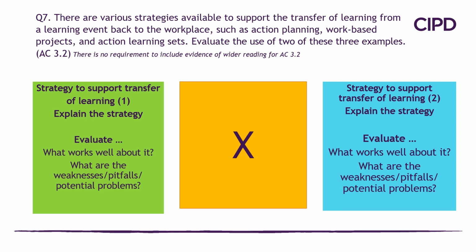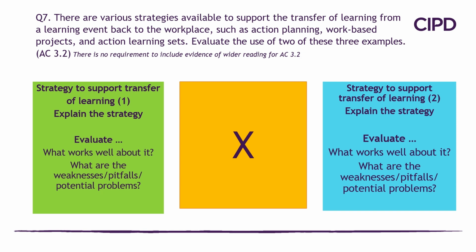Assuming that you take action planning, the first one, as one of your 2, you should perhaps begin by explaining what we mean by action planning as a strategy for supporting transfer of learning. And then to evaluate that strategy, to evaluate what works well about action planning, what might be the pitfalls, what might be the weaknesses, what might be the problems in action planning. So it's an evaluation, but it would make good sense to explain the strategy before you evaluate it.